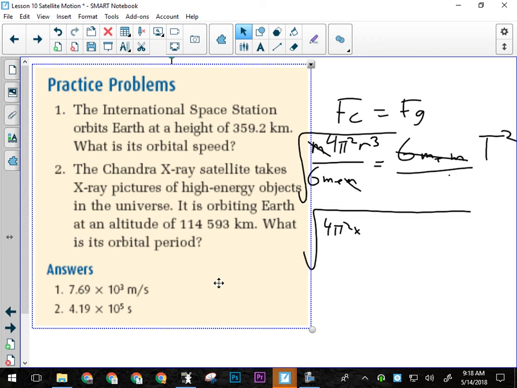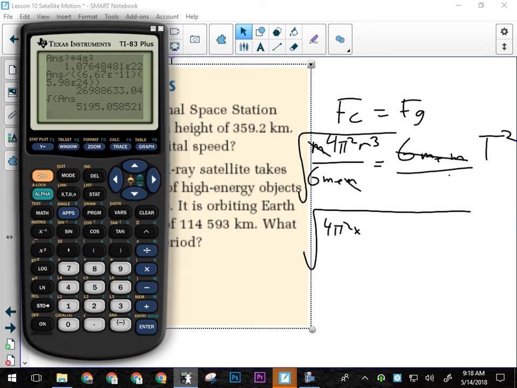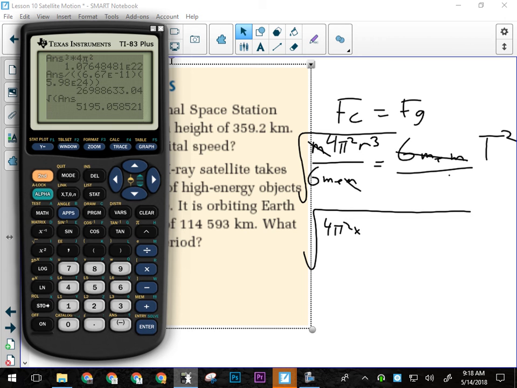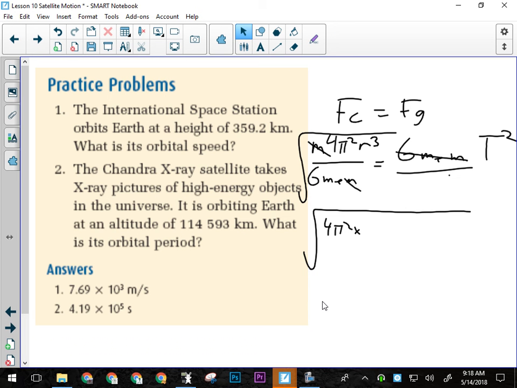Oh, you know what? I got 4.19. Did I punch something in wrong? I didn't. That's what it was. Yep, that's why I'm short. That is exactly what I did. I put 114,593 and I left it, instead of putting 3 more zeros behind it. Yep, exactly what I did.